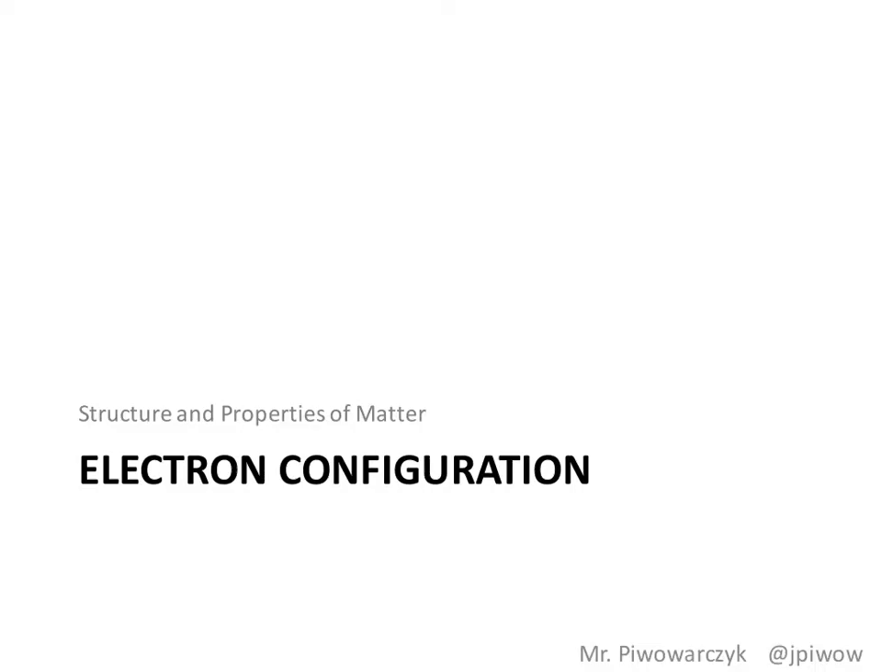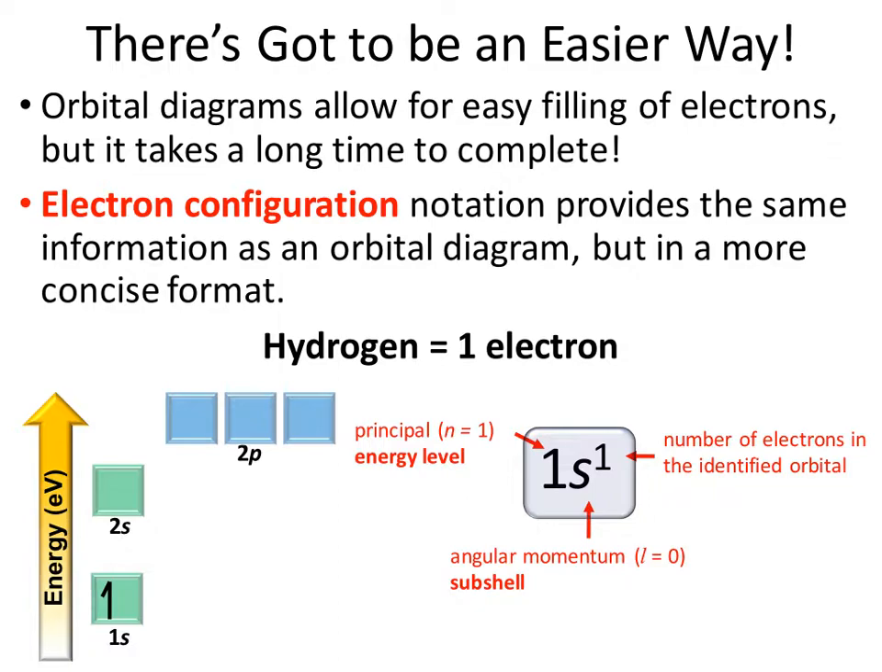Hey folks, welcome to this episode on electron configuration. So we looked at orbital filling diagrams, or orbital diagrams, and there's just got to be an easier way. That just takes way too much time, filling all those electrons into those little boxes to show the configuration of electrons. And sure enough, there is something called electron configuration.